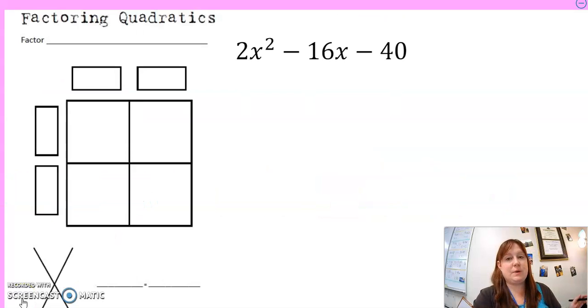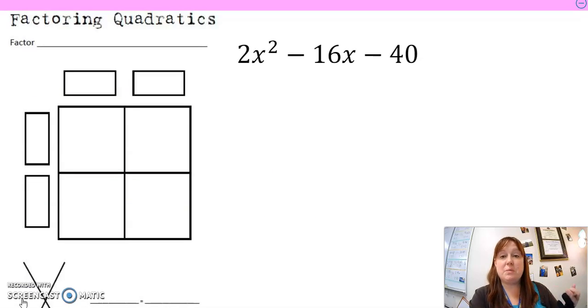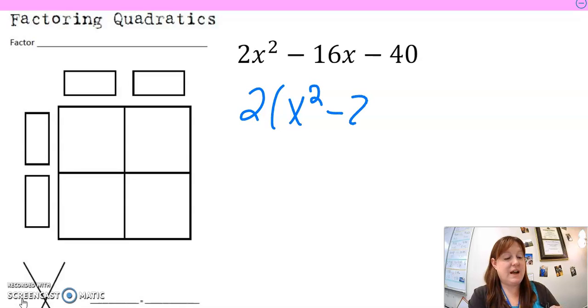Okay, we're going to factor this one. The very first thing we always look for, remember when we're factoring, is a greatest common factor. And these happen to have a greatest common factor of 2. So we can pull that out and we divide every single term by 2. And now this 2 stays here.